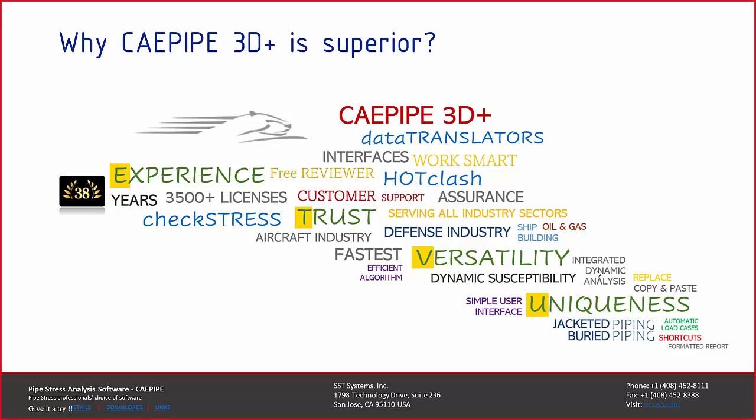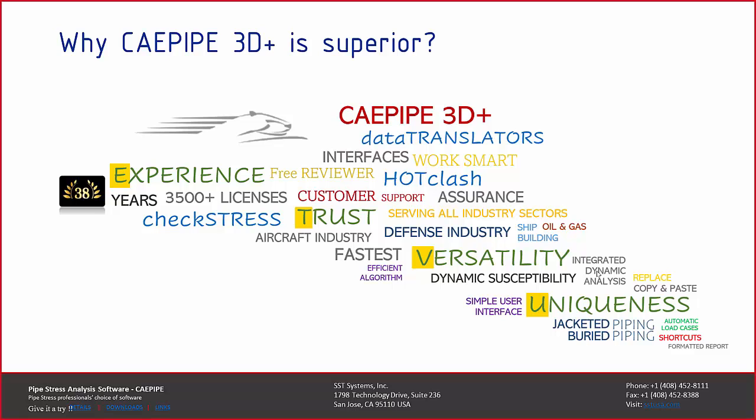CAEPIPE3D Plus, as I mentioned earlier, includes full-blown CAEPIPE. It has got all the translators, not one of them, all of them that we have in our bag. And hot clash, check stress. All these are built into CAEPIPE3D Plus.